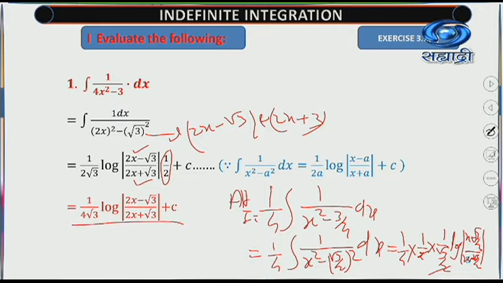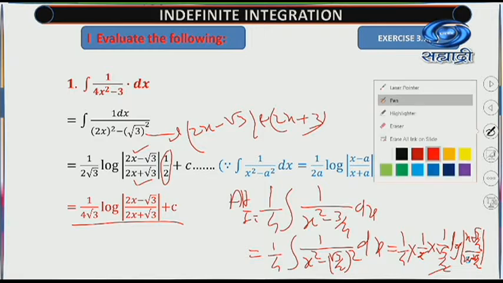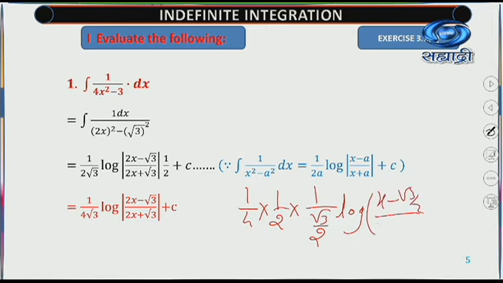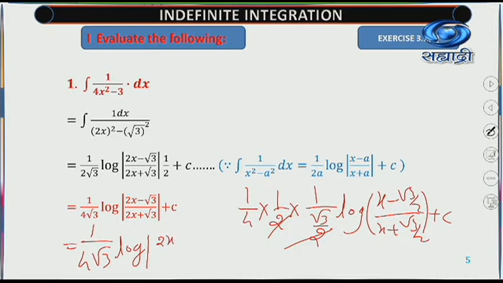You will get again 4 root 3 log. So what is the simplification? The next step is 1 upon 4 into 1 upon 2 into 1 upon root 3 by 2, because 2a, log of x minus root 3 by 2 upon x plus root 3 by 2, plus constant of integration. This 2 and this 2 will get cancelled, so immediately you will get 1 upon 4 root 3. Now we need to simplify the log. If you take the LCM here, you will get modulus of (2x minus root 3) upon 2 divided by (2x plus root 3) upon 2, and these 2s will get cancelled, and you will get your final answer as it is.